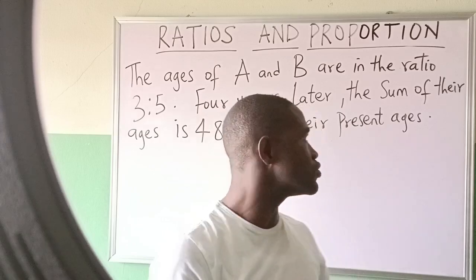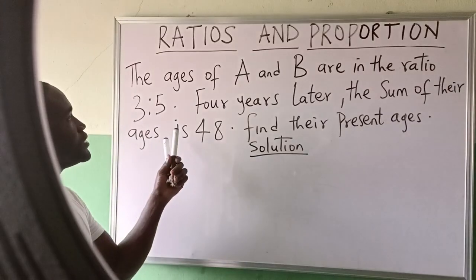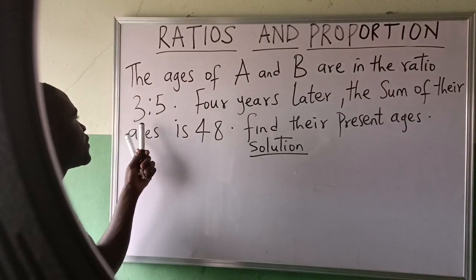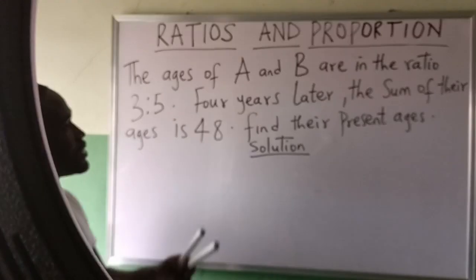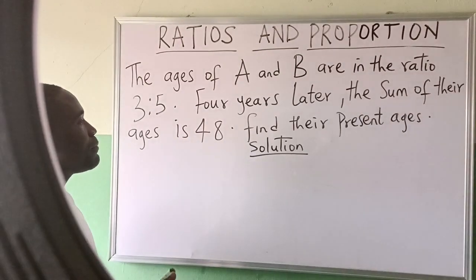So we want to see how to solve this problem on ratios and proportions. The ages of A and B are in the ratio of 3:5. 4 years later, the sum of their ages is 48. Find their present ages.